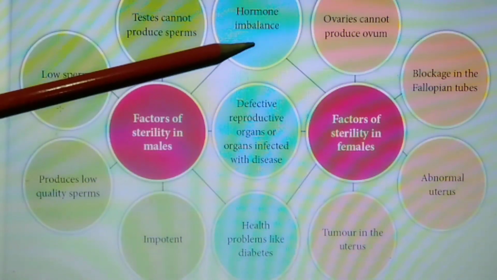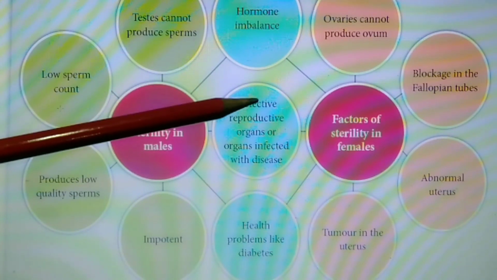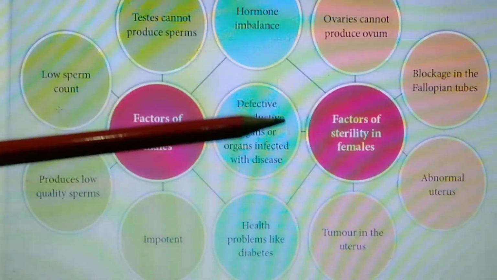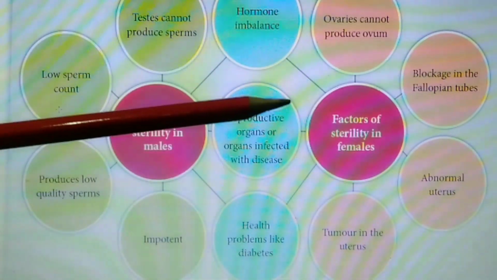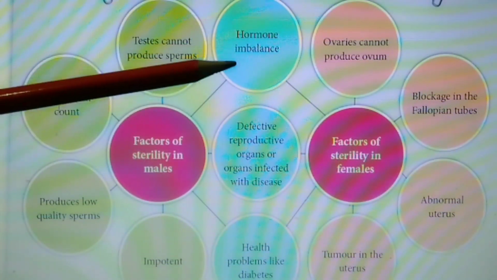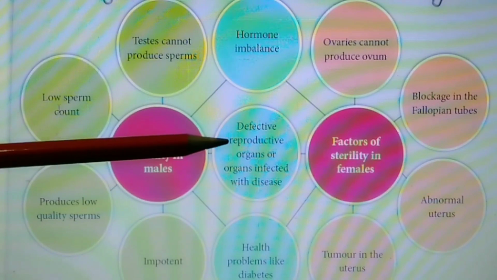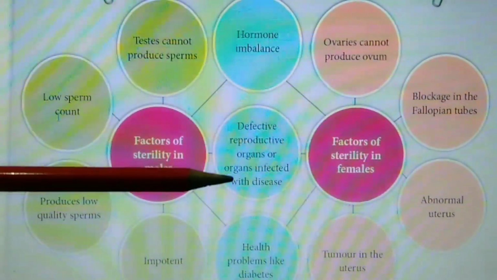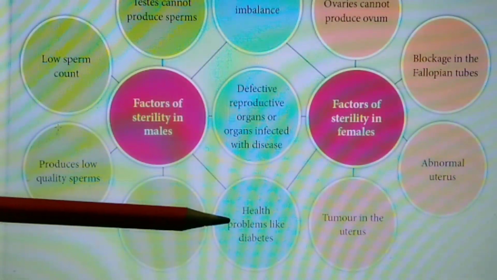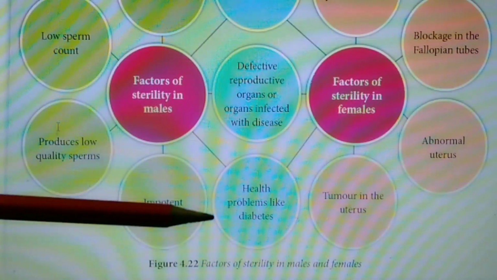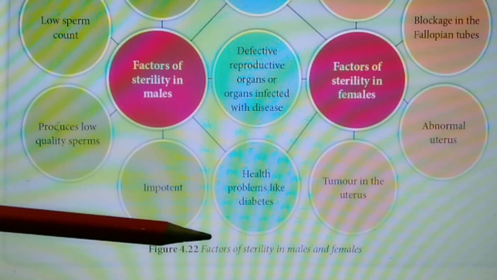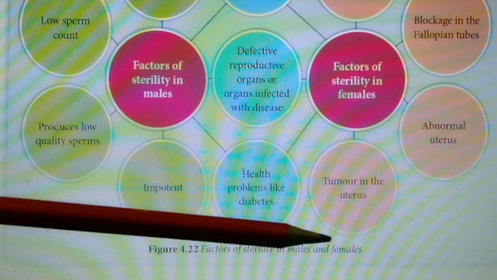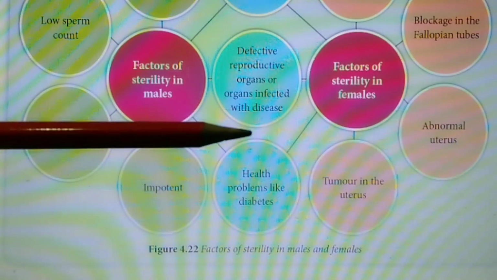There are other factors that can cause sterility for both males and females. Among them are hormone imbalance, defective reproductive organ or organ infected with disease, and health problems like diabetes. So these are the factors of sterility in males and females that you must remember.